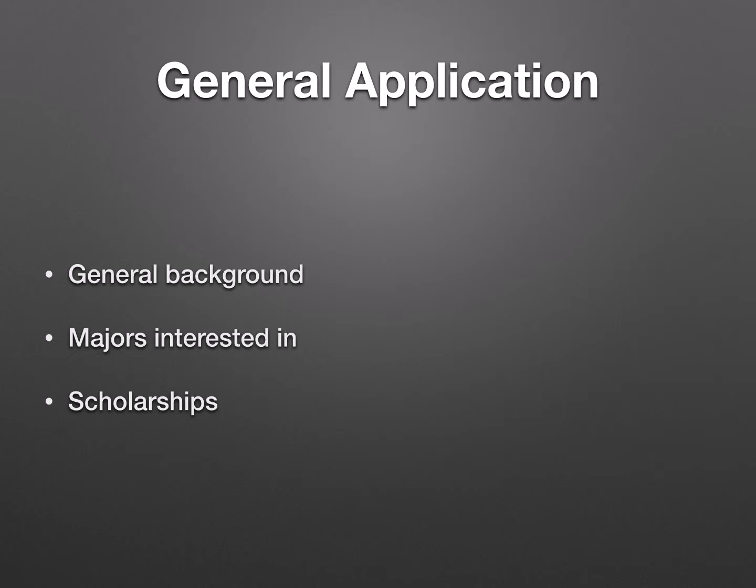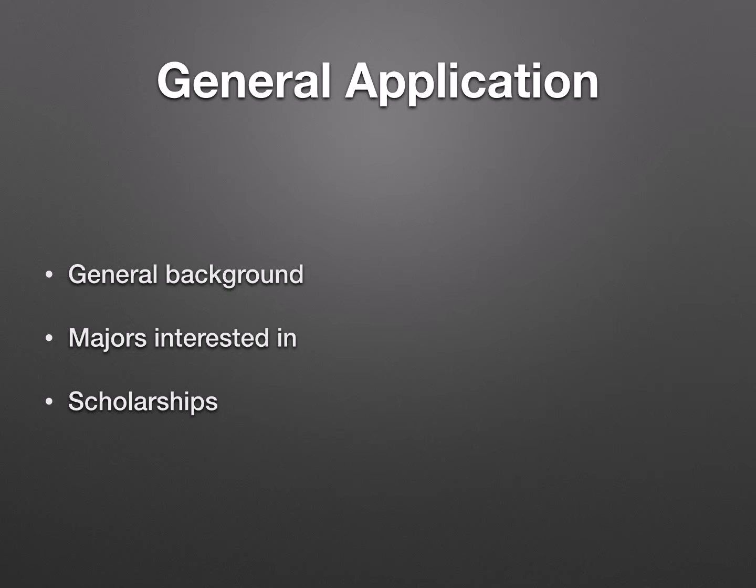So the next thing when you start your general application, of course, they're going to ask you about your general background. It's going to be your ethnicity, your race, how many units you've taken, which has to be at least 60, your name, address, your income, your family size, family income, and most likely your parents' occupation.